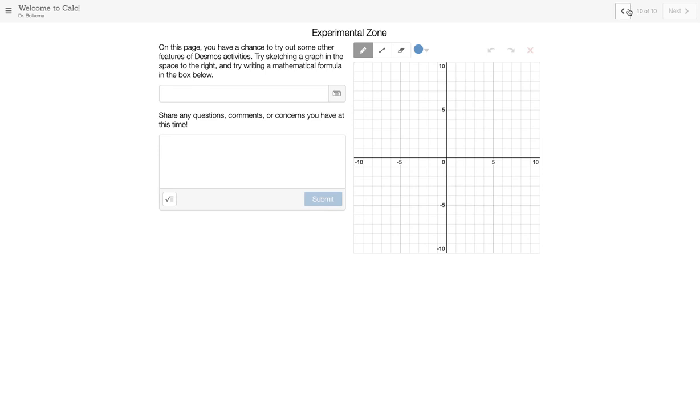Okay, all right, experimental zone. I will draw for you a smiley face. And for those of you who commented that it is difficult to draw with a mouse or whatever, I concur.